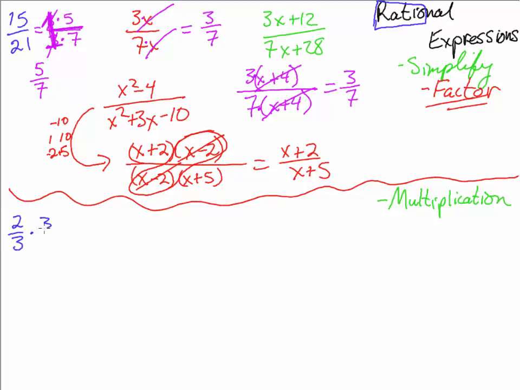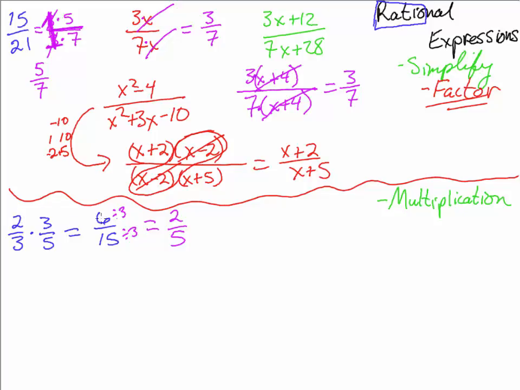2/3 times 3/5. Now if we do this the long way, we've got 2 times 3 is 6, 3 times 5 is 15, and then we reduce it and we're like, oh, what do we do? Oh yeah, we got to divide by 3, and then that equals 2/5.